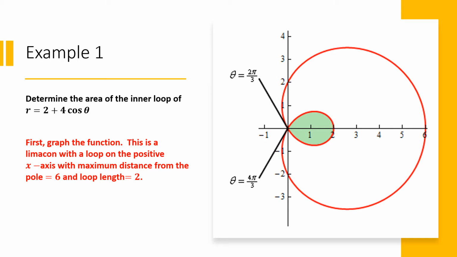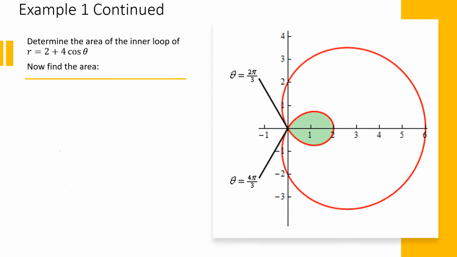I also noticed that the loop starts at 2 pi over 3, and it ends at 4 pi over 3. And I could really set that up by taking my r equation and setting it equal to 0 to see where it touches the pole. All right, so now that I notice that the loop starts at 2 pi over 3 and ends at 4 pi over 3, I can find my area.